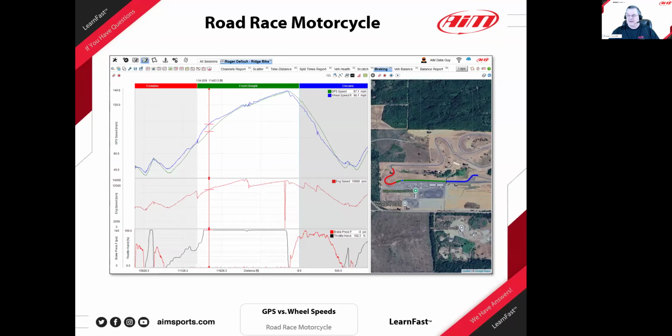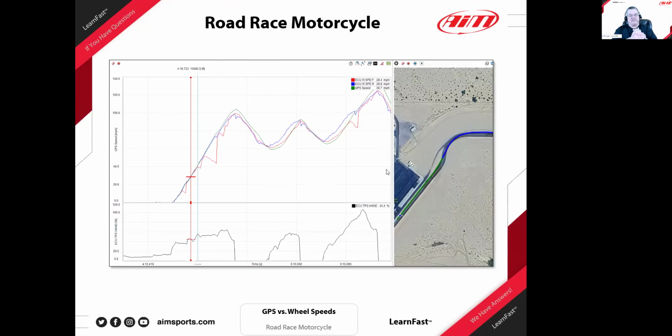So the next one I wanted to use was a different road race motorcycle one that I thought was kind of interesting, and this was leaving a standing start right here on the front straightaway, and taking off down the front straightaway, and I scaled everything from 0 to 140 miles per hour. So we're seeing the actual start of a standing start. And you can see as the bike takes off, again, I've got my green GPS speed. And in this case, I've got both front and rear wheel speeds from the bike.